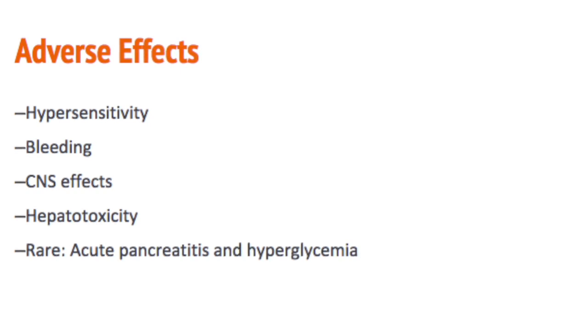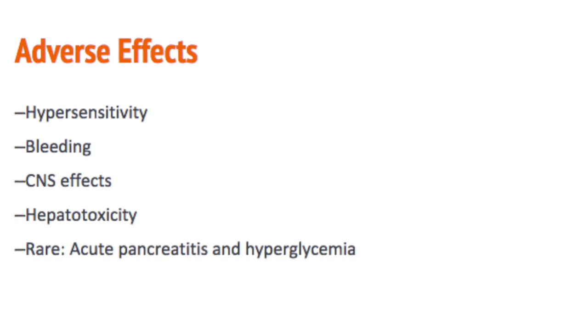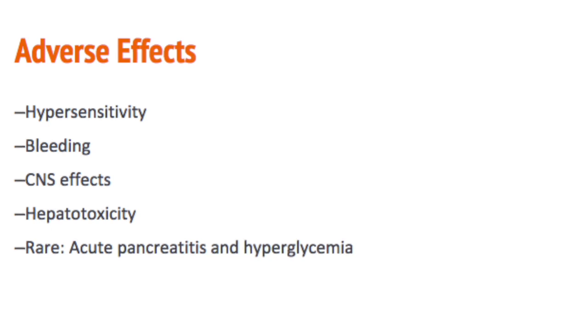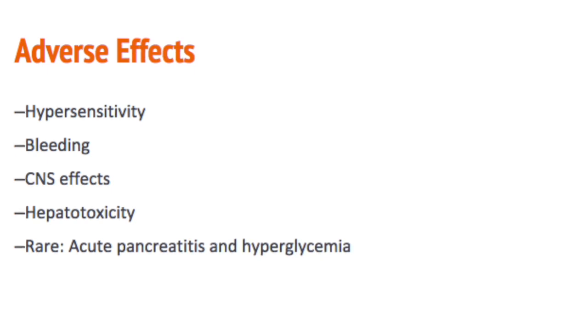Although rare, acute pancreatitis and hyperglycemia are two other adverse effects. The mechanism of pancreatitis is not clear. Pancreatitis is assumed to cause secondary hyperglycemia. Symptoms of this include sudden severe upper abdominal pain, which can also be felt in the back of the patient. Nausea, vomiting, fever, chills, and diarrhea are a few other symptoms of acute pancreatitis.